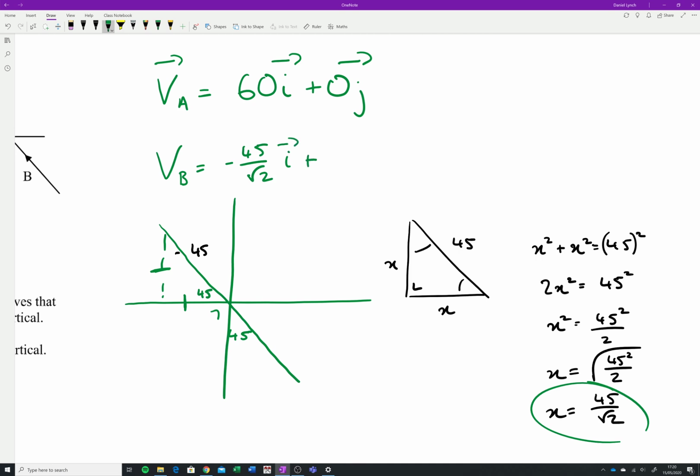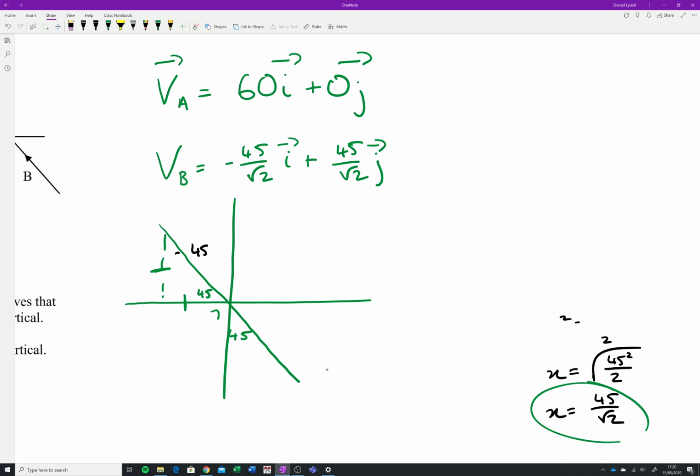And it's going up the same amount. It's going up 45 over root 2 j's. Okay. There would be other ways to do that. Let me just give you another way, because it's been a while since I've seen you in person, so normally I would ask you this in class.